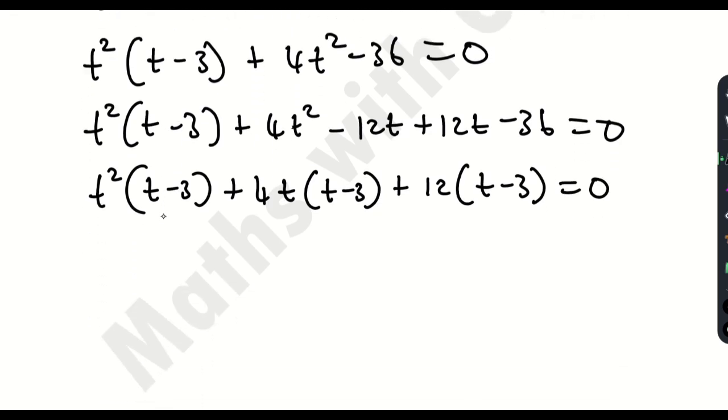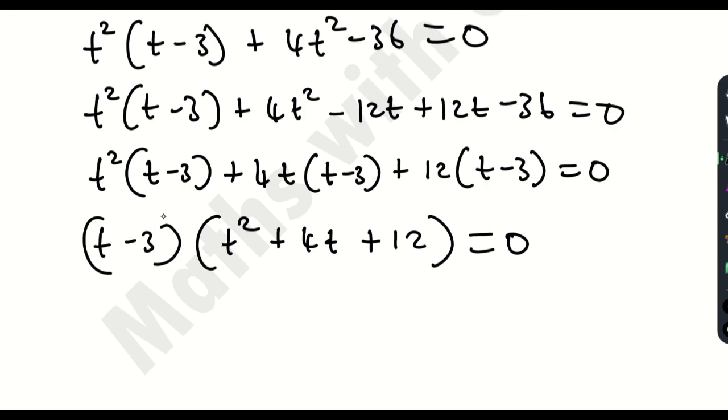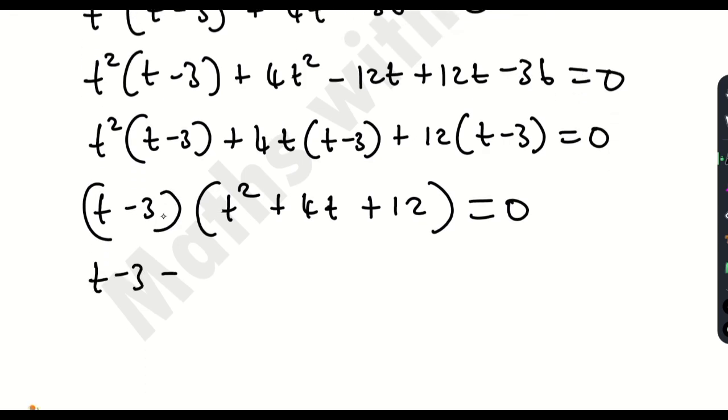So we have t minus 3 common everywhere. I'm going to factor that out again. So that's t minus 3 in bracket. And then what? t squared, which is from here, plus 4t, which is from here, and then plus 12, which is from here. All is equal to 0. So what does this mean? Using zero product rule, t minus 3 is equal to 0, which is this one here, or t squared plus 4t plus 12 is equal to 0.